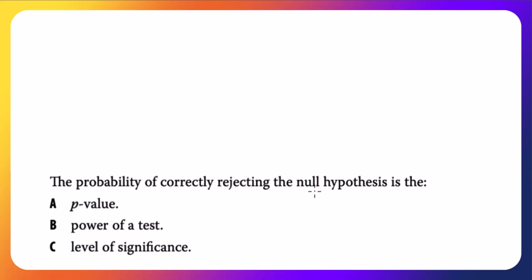The probability of correctly rejecting the null, so we're rejecting, and if we're rejecting, we need to be correct. We must be rejecting a false null. Here we are, is the power of the test. P-value is the lowest alpha to reject H naught. It is not the probability of correctly rejecting the null, so we can get rid of that. And the level of significance is alpha, which is the probability of making a type 1 error, so we can get rid of that. B.